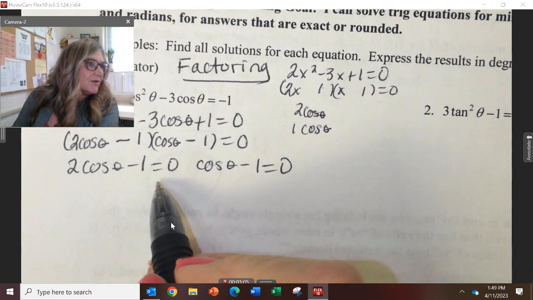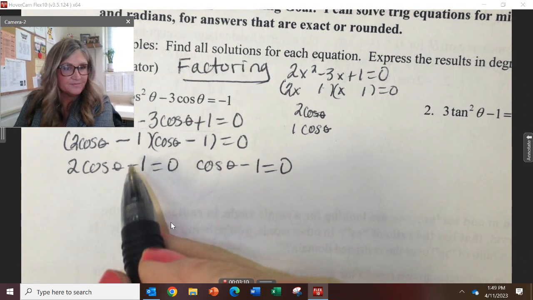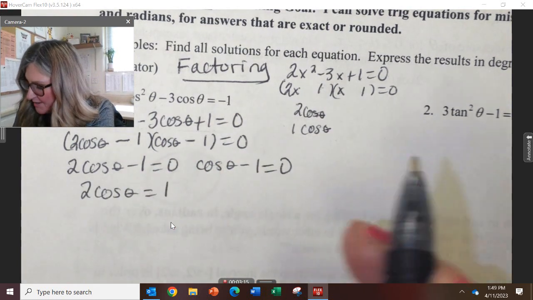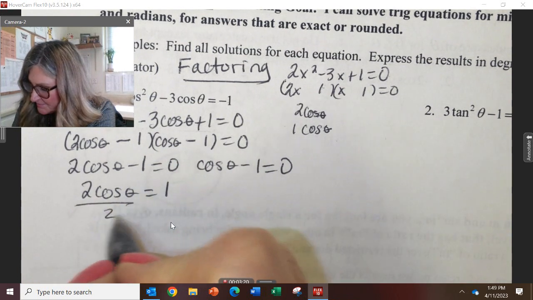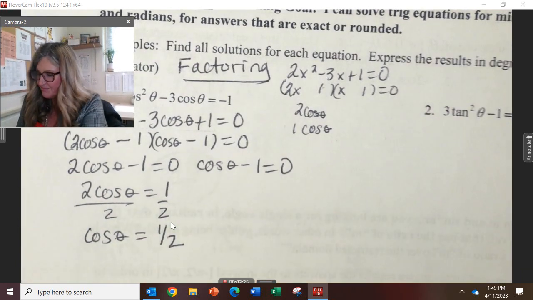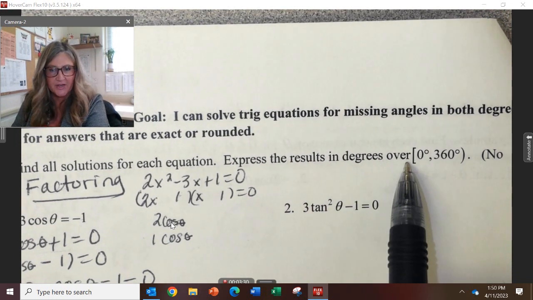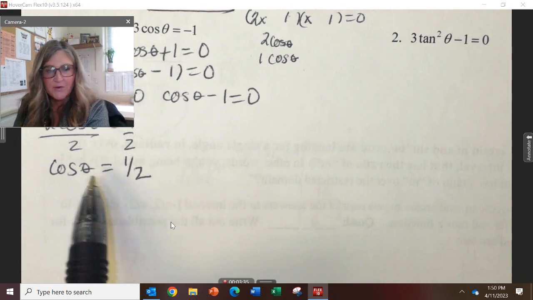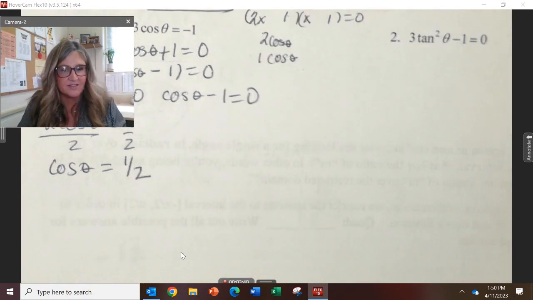How do we solve this? We've got to get cosine by itself, so we're going to add 1. So I have 2 cosine theta equals 1. Now what? Divide by 2. So cosine theta has to equal 1/2. Look back at our directions. Find the answer in degrees over 0 to 360. So we're looking between 0 and 360 such that we get 1/2 is our answer.